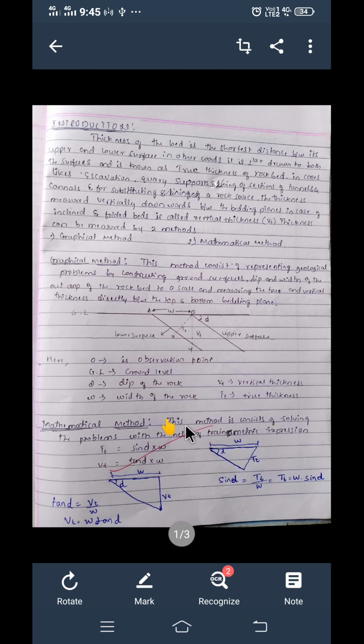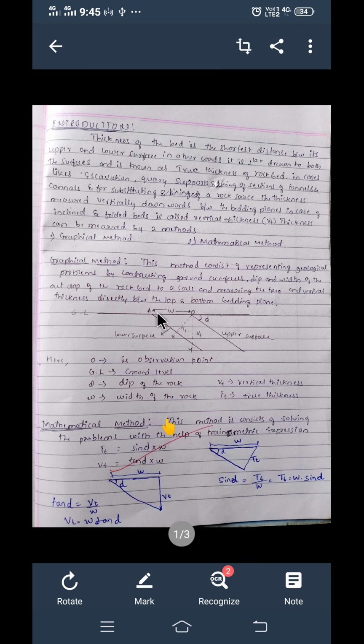Now, as per the mathematical method, let us consider a triangle AOX. Here W is the width of the rock bed, this is the true thickness, and this is angle D. Apply the sine rule: sine equals opposite by hypotenuse. Opposite is the true thickness, hypotenuse is the width of the rock bed. So true thickness equals W into sin D. If you want to find the true thickness, just substitute the width of the rock bed and the angle of dip, and you will get the true thickness.